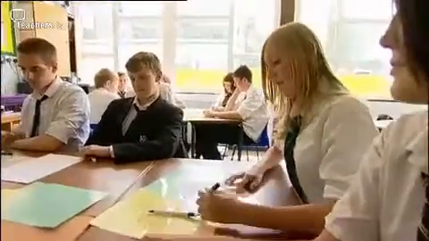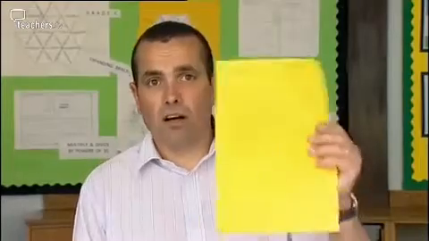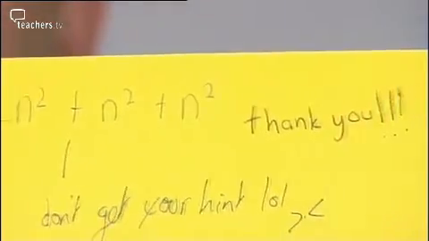Anybody got any strategies? Looking at the hint sheets that the students left behind, a very good hint on one of those sheets was a student writing 3n squared equals n squared plus n squared plus n squared. So that was a nice hint.